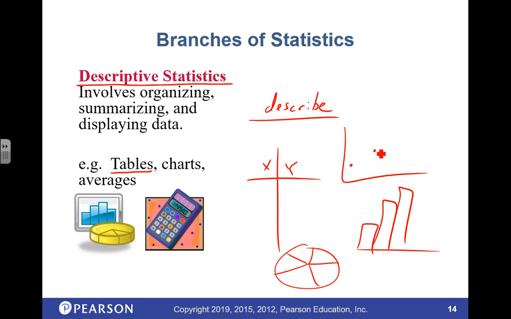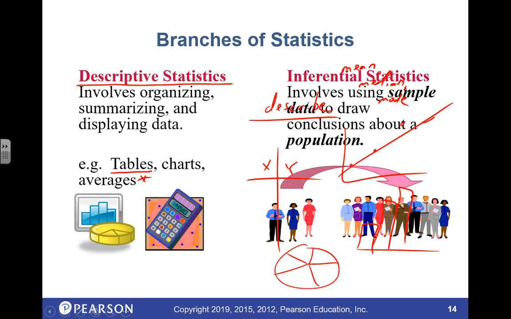Might be points with a line going through them, lots of different charts we can make. Or it might just be a calculation like an average, a mean, a median, a mode. Lots of different calculations we can do. So these are things that are involved in descriptive statistics.